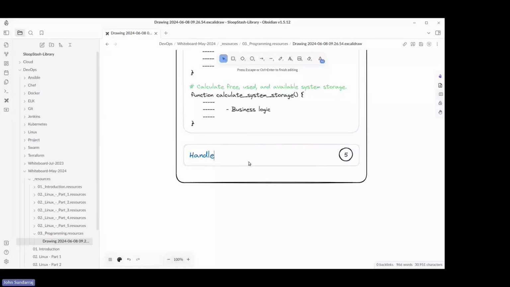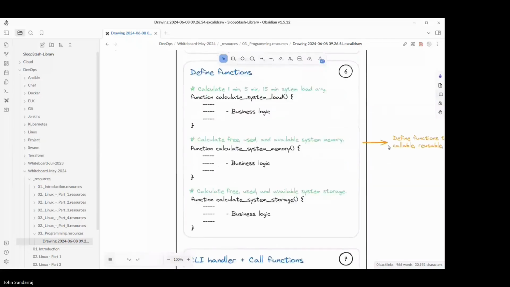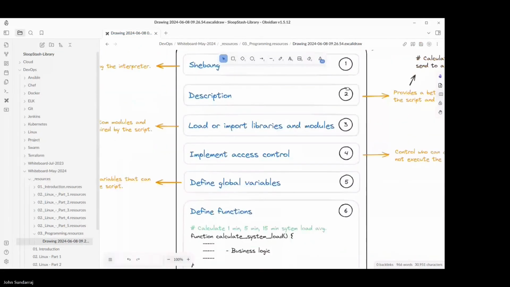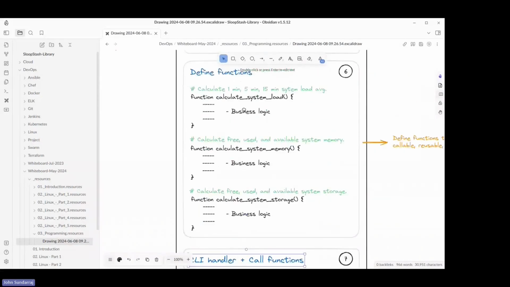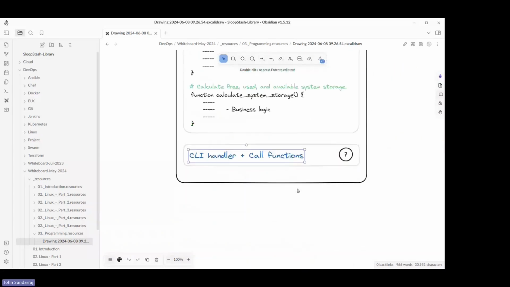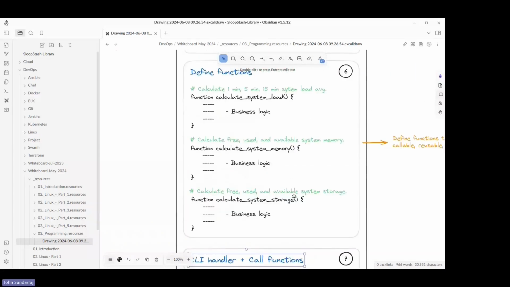So handle the CLI, the command line interface, plus call functions: CLI handler plus call functions. This is the logic. Finally, this is the seventh step: one, two, three, four, five, six, totally seven steps. The CLI handler and calling of the functions is the place where you choose which function you want and execute it. This is the place where that happens. Writing the business logic and putting the functions in place is one thing.